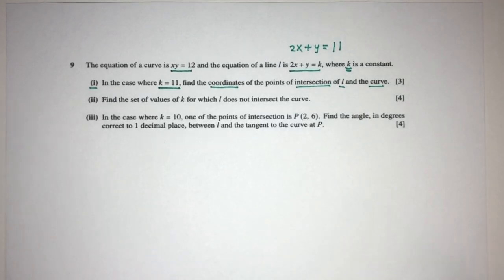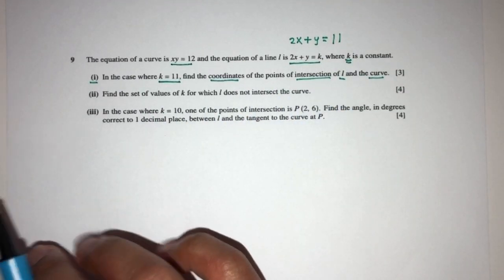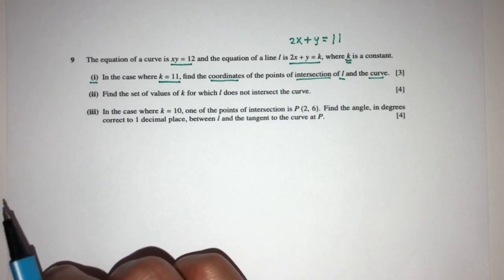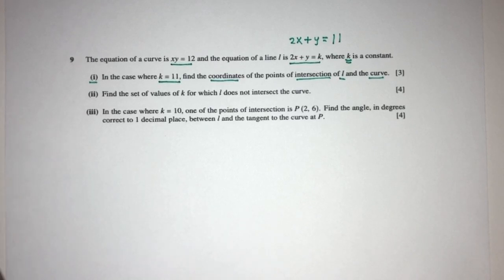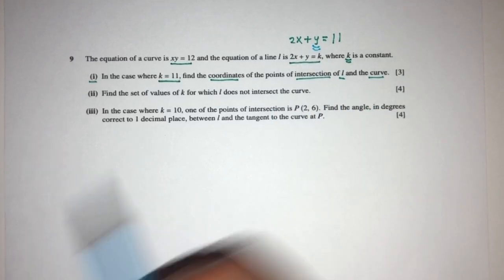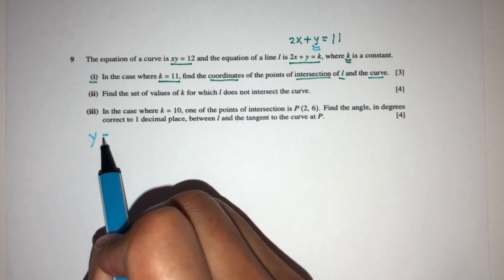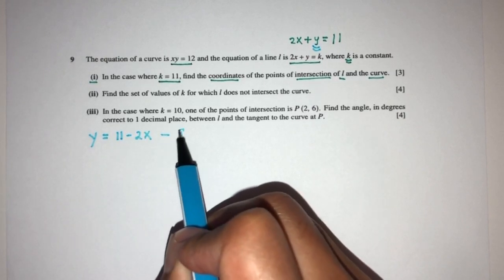Again, intersection means we have to solve simultaneous equations. Here again, they ask how do I know which one to choose first to make the subject. Again, it depends on you. Which one do you find easier? You have to do that first. For example, here I find y easier than making x the subject, so I'll make y the subject. y is equal to 11 minus 2x. That is my equation number 1.